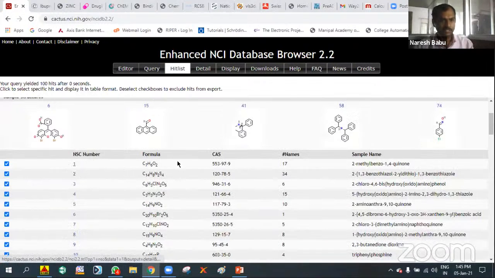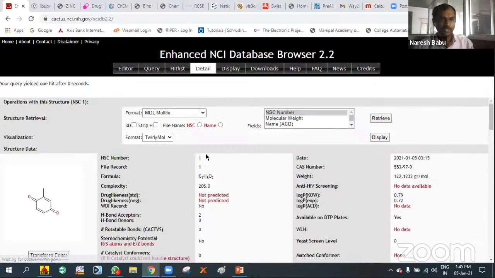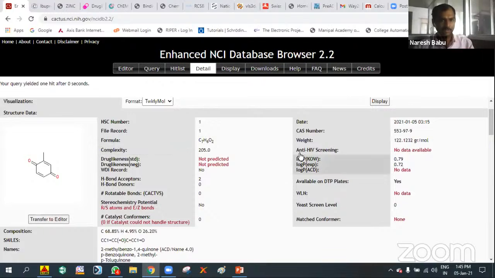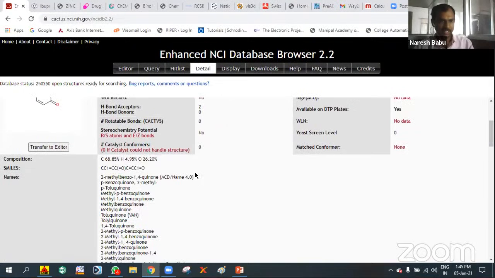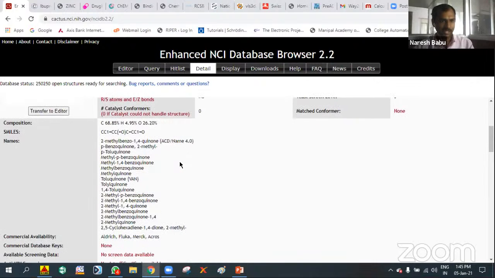So if you click that similarity search, it gives the structures. Individually, you can observe the complete data about that compound. It is going to give the formula and complexity of the compound, its weight, log P values, number of hydrogen bond acceptors, donors, and rotational bonds. What is the stereochemistry of the compound, that is R and S and E and Z rotations, and composition, that is CHNO analysis, and SMILES notation, and the different names of the compound.